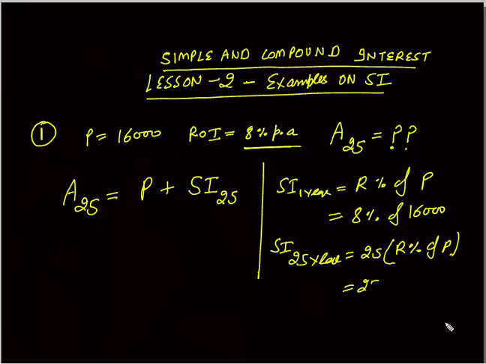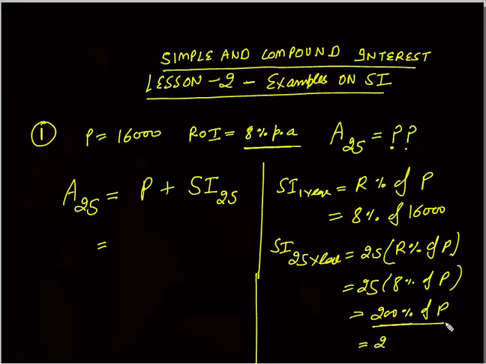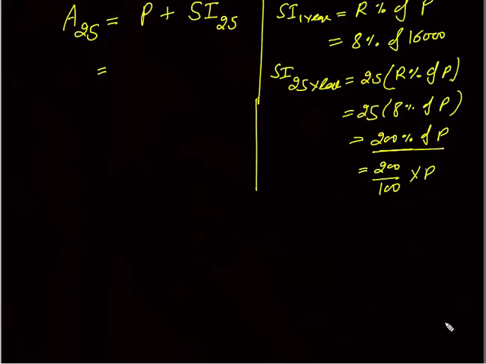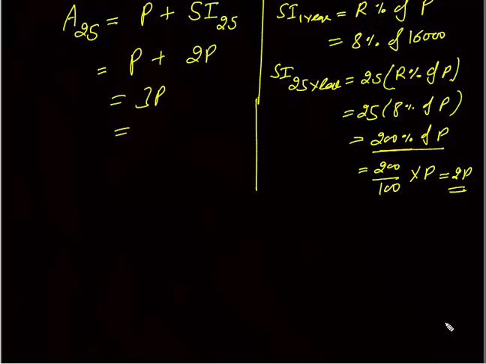So 25 into 8% of P, that is 16,000. We will get 200% of principal. So finally, simple interest will be 200% of principal. What is 200% of any number? 200% means 200 by 100 into P. How to open the percent? Divided by 100. This is 2P. So your interest for 25 years would be 2P. So P plus 2P, the simple interest, answer is 3P. We know that our principal was 16,000. 3 into 16,000, this is 48,000, which would be your total amount after 25 years.